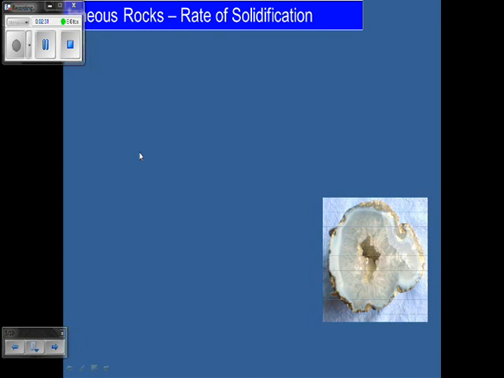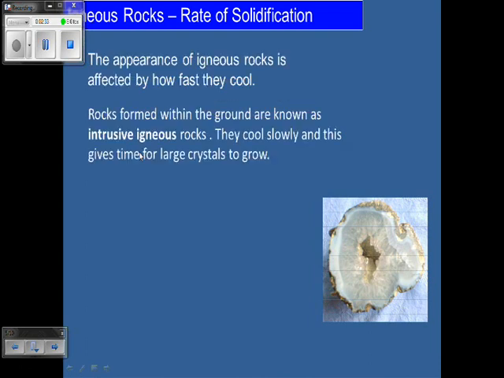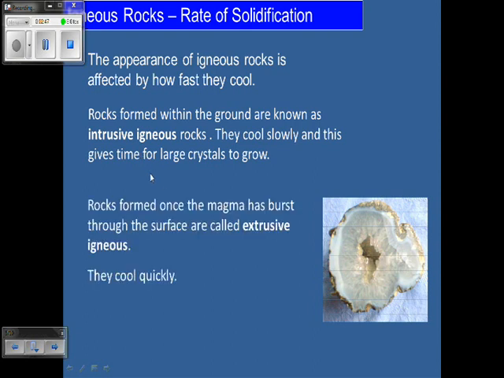Has cooled down from being lava. Now, when it is in the ground, they are known as intrusive rocks. These are the ones with the massive crystals, because they've had time to cool down really slowly, so therefore the crystals have grown really big. Whereas our extrusive rocks, they're the ones that have cooled down outside. They cool down very, very fast, and you tend to get the smaller crystals inside those.